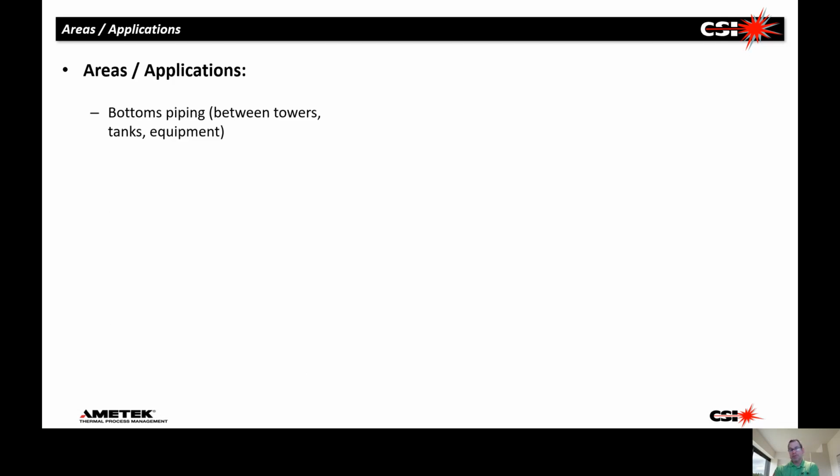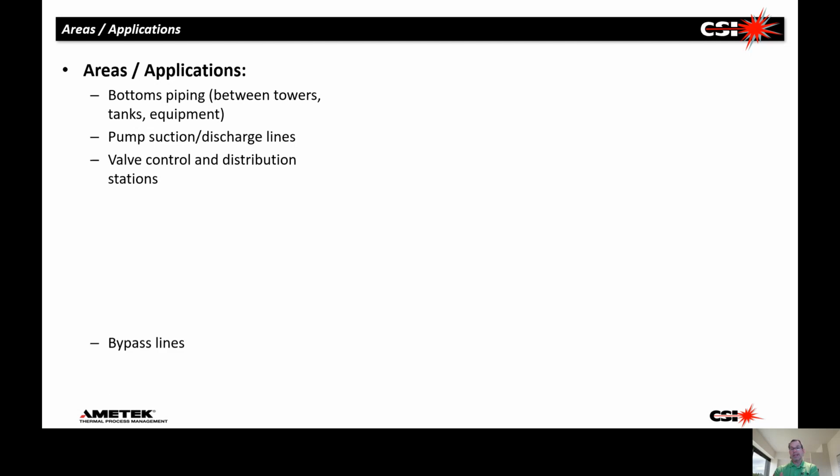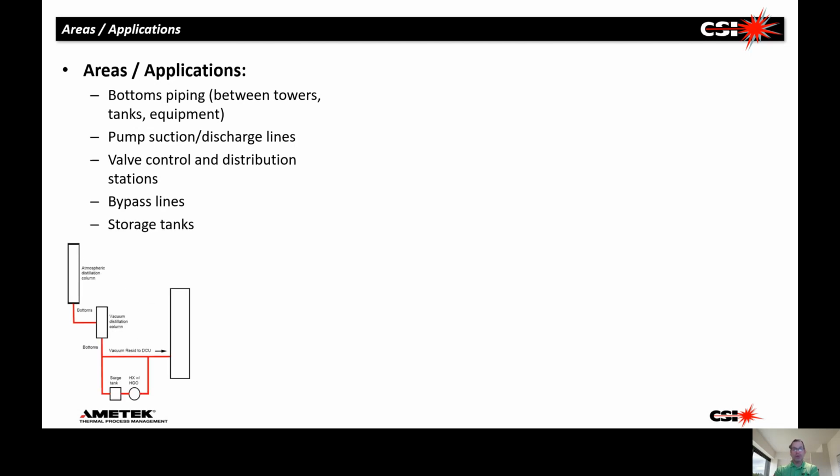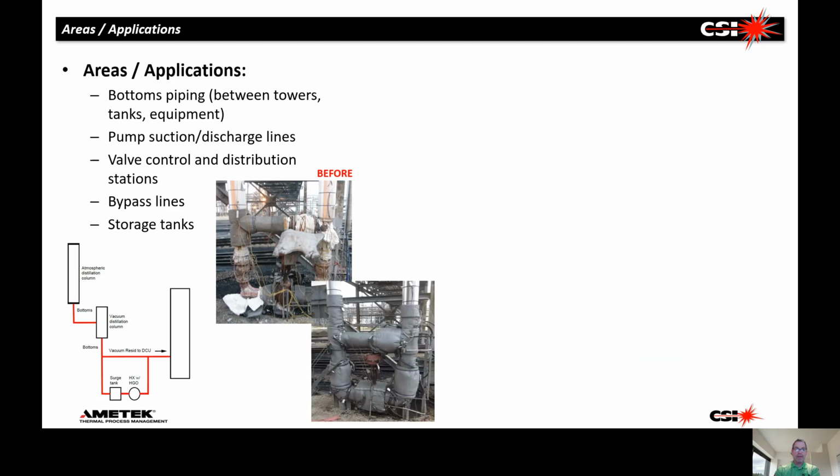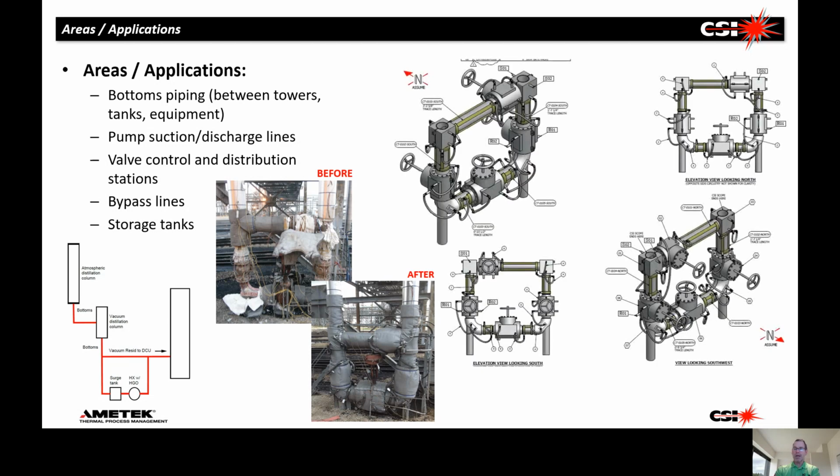So looking at some specific applications where these issues may happen, just throwing a few on the screen there for you, but any of these heavier product lines, the bottoms lines between the towers, the bottoms lines as they go away from the tower and into the other units, these heavier hydrocarbons tend to really cause problems because they're a more viscous process line anyway. So here's a couple of examples of some of the befores and afters for these lines, especially around distribution stations and what, in this case, an engineered system may look like.